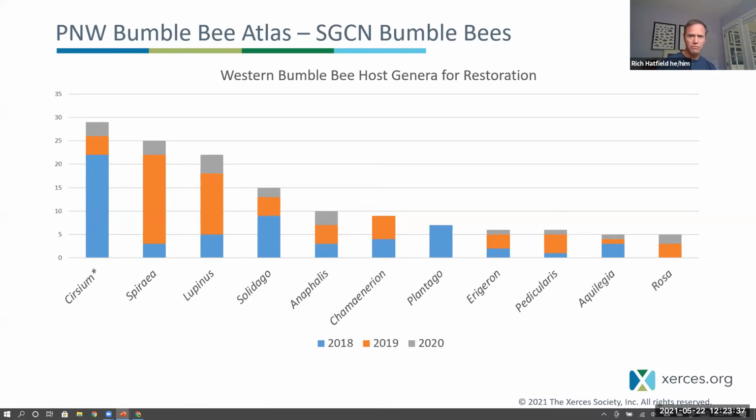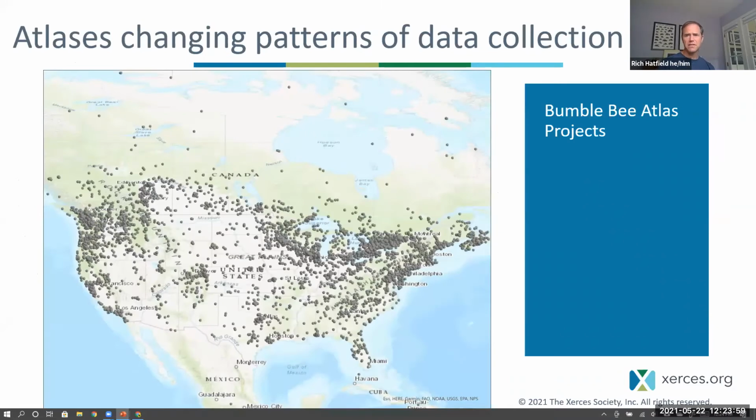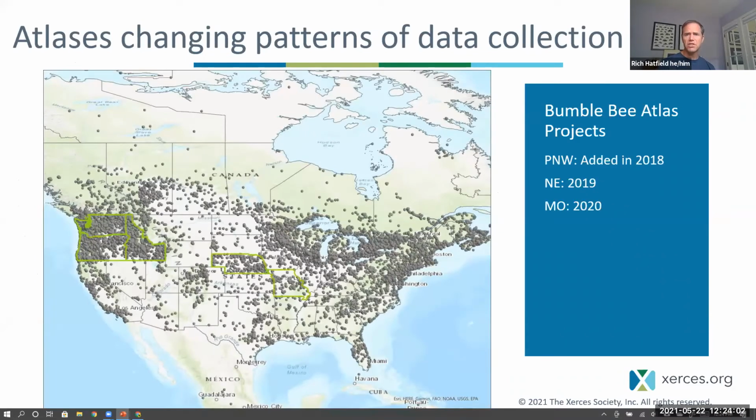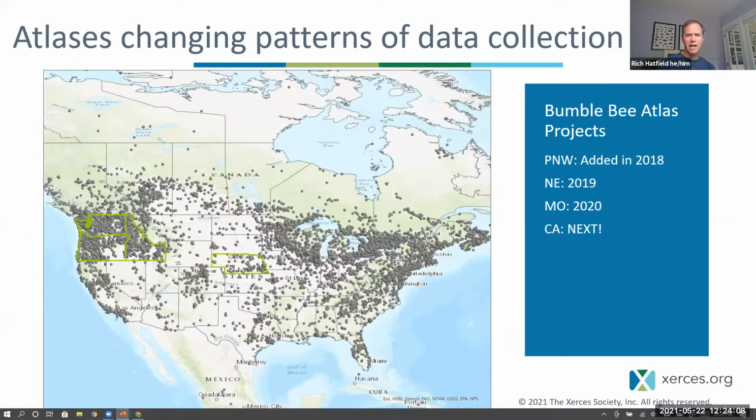And this project, the Pacific Northwest Bumblebee Atlas, has served as a model for other states. We launched the Nebraska Bumblebee Atlas in 2019 and the Missouri Bumblebee Atlas in 2020. And then in 2021, we will be launching the California Bumblebee Atlas, as Leif mentioned. And the really cool thing about these is that they are dramatically changing data collection patterns. So if you look at this map in the beginning, that's sort of bumblebee data as it came in.